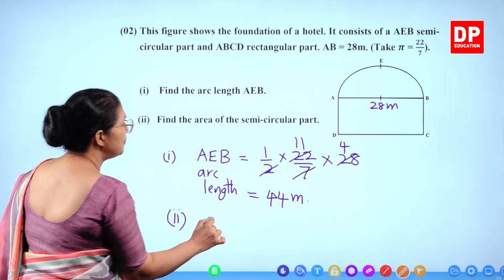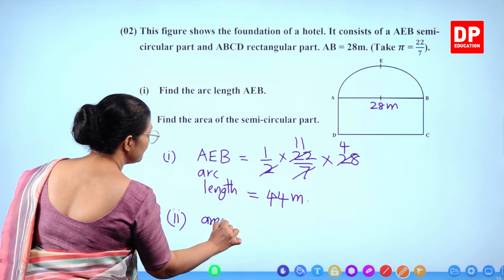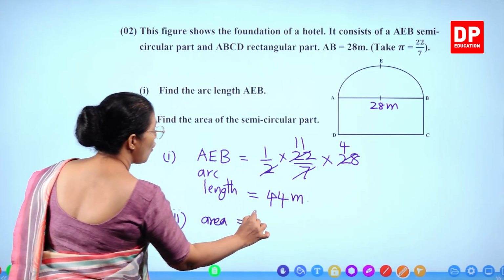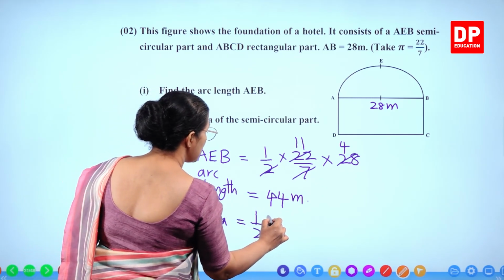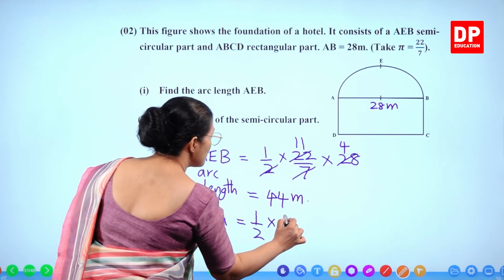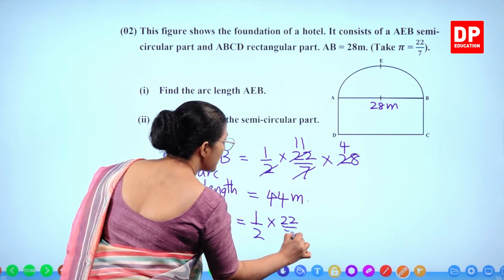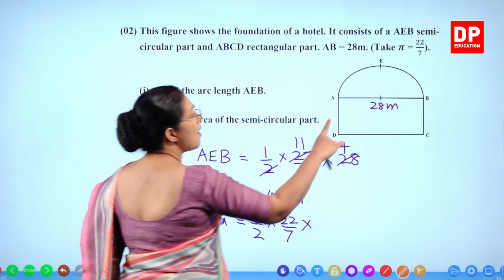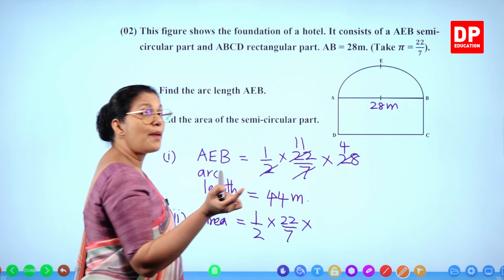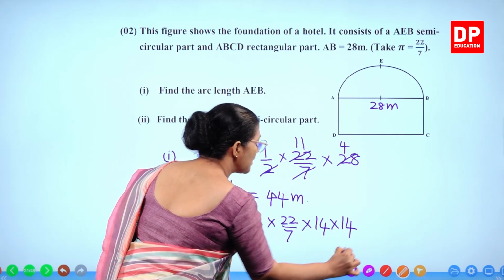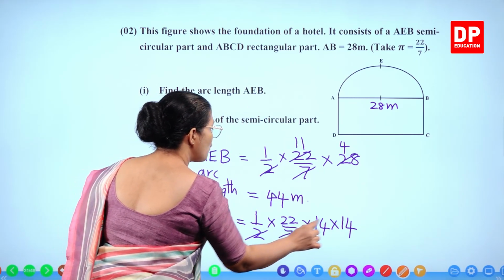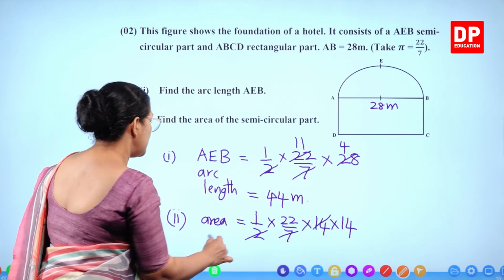What's the formula? Half of the area of the full circle. So full circle is pi r square. Pi is 22 over 7 and r is the radius. 28 is the diameter, 14 is the radius. So 14 times 14. 7 times 2, 14, gets cancelled out with this one.